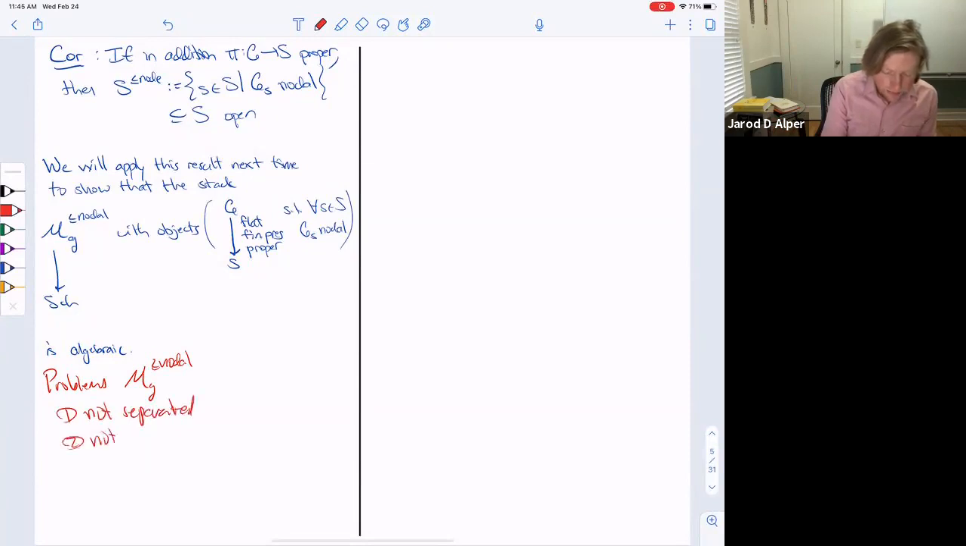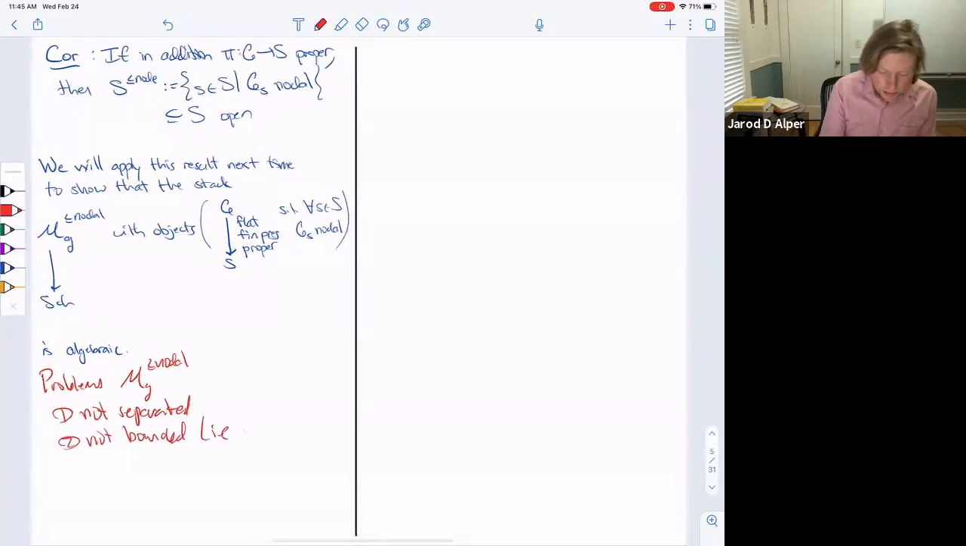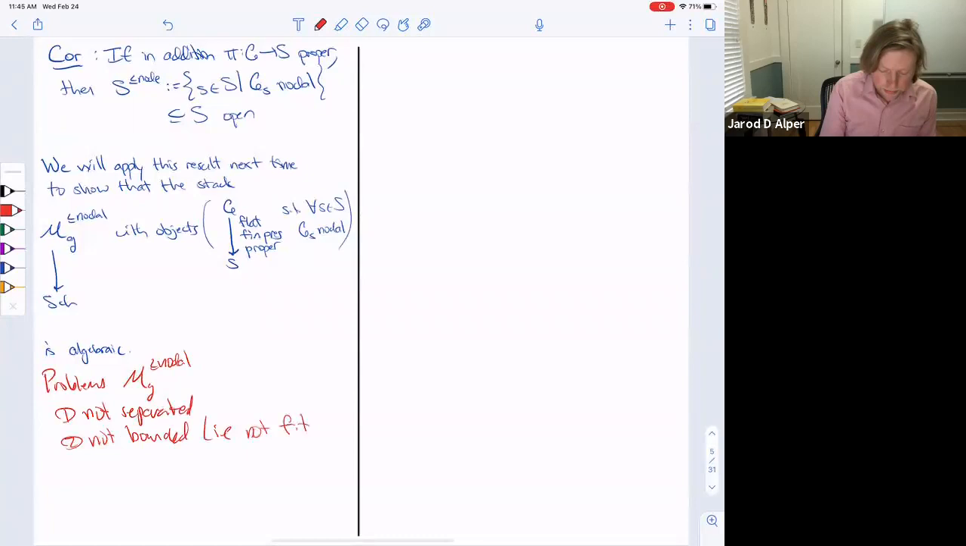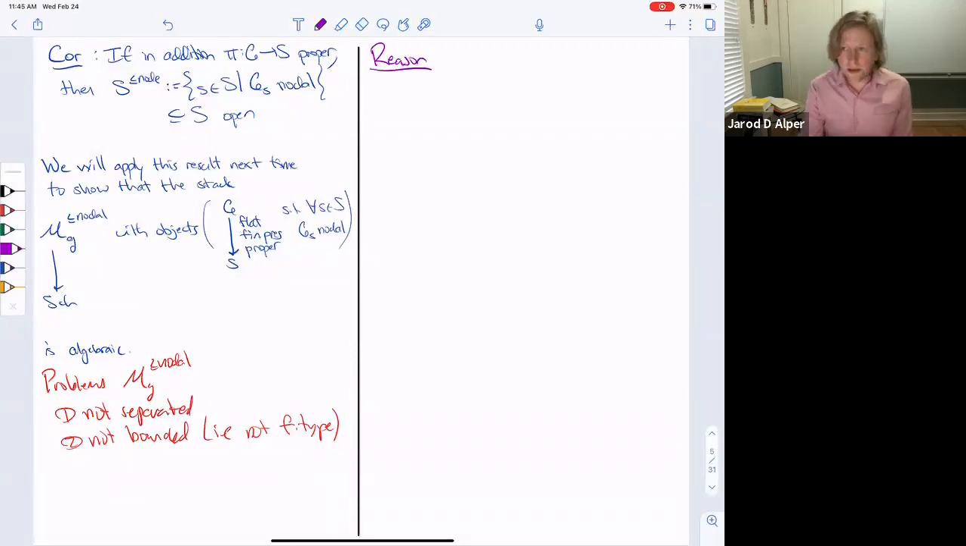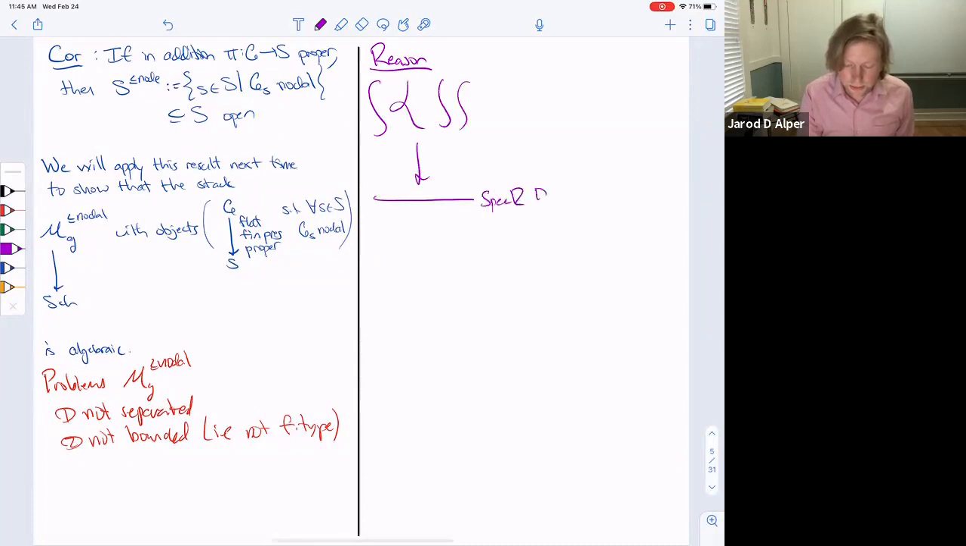And it's not bounded. Here, I mean, it's not going to be finite type. And the reason for this follows from the valuative criterion for separatedness. So let's just suppose we have a family of curves degenerating to a nodal curve over a one-dimensional base. So this is like a spectrum of a DVR, like in the valuative criterion for separatedness.